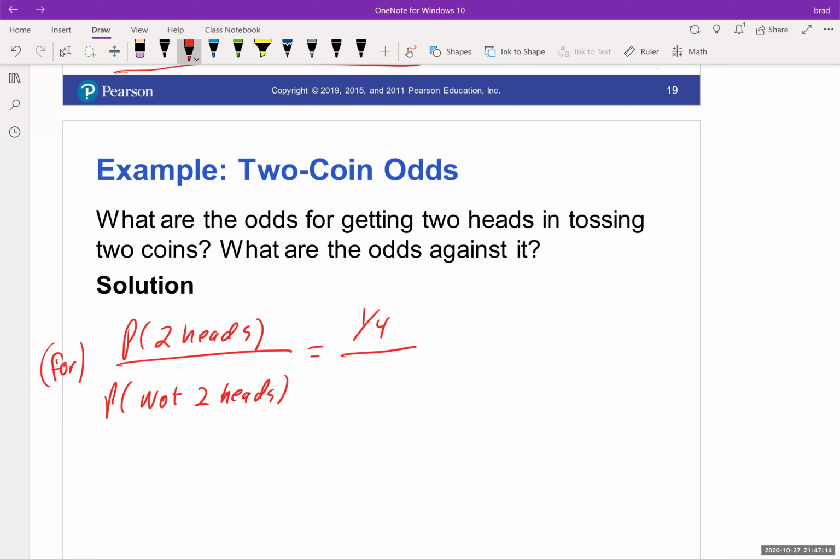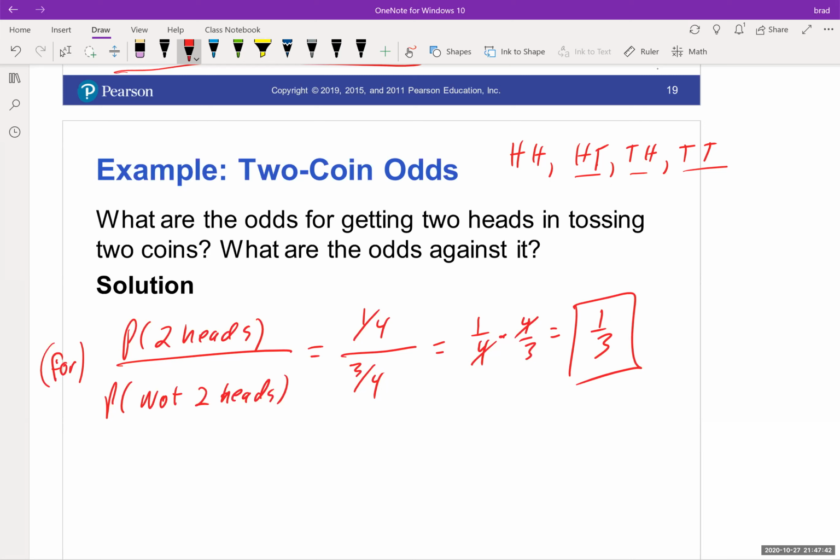And the probability of not getting 2 heads: remember there was heads-heads, heads-tails, tails-heads, or tails-tails. How many of those events do not have 2 heads? Well, this one doesn't have 2 heads, this one doesn't, and that one. So there's 3 out of 4. So when we divide, we turn it into the reciprocal and we get 1/3. Okay, so we get 1/3. All right, so that's the odds for. Now let's go against.